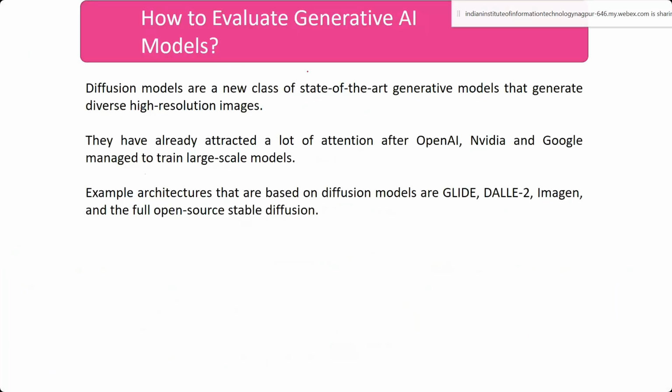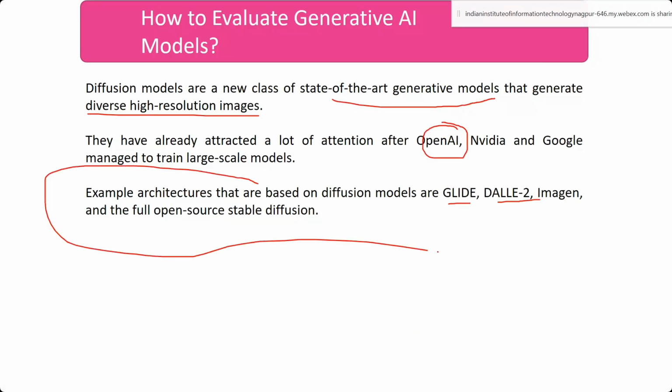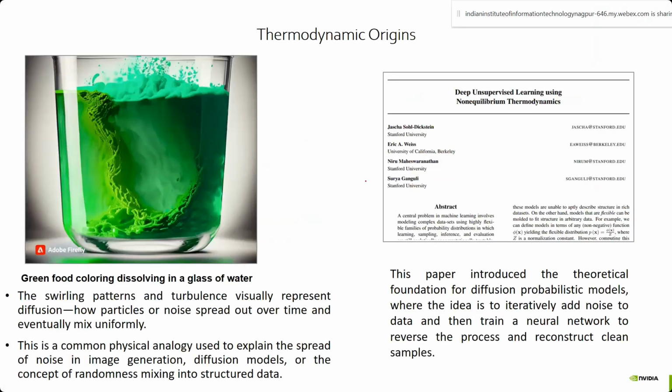If you see here, diffusion models are a new class of state-of-the-art generative models that generate diverse high-resolution images. They have attracted a lot of attention because NVIDIA, Google, and OpenAI managed to train large models. Glide, DALL-E 2, and Imagen are all models based on the diffusion model. The idea behind the diffusion model has come from the paper Deep Unsupervised Learning using Non-Equilibrium Thermodynamics. The idea was taken from this thermodynamics paper.